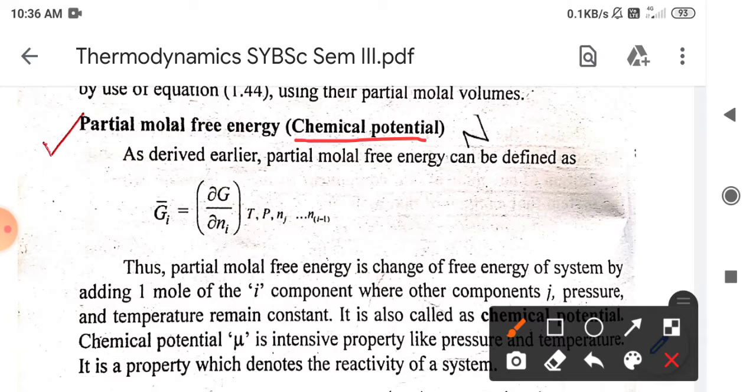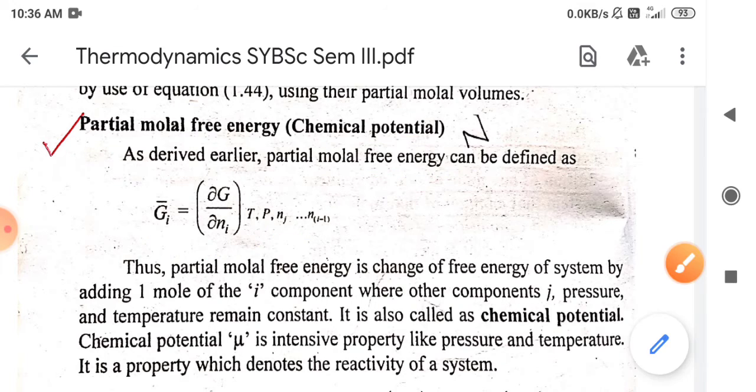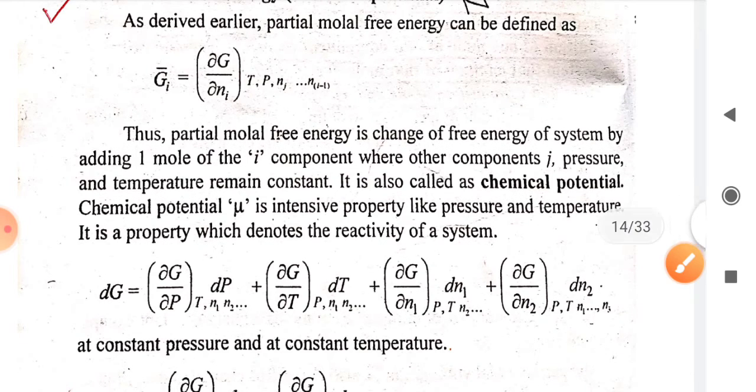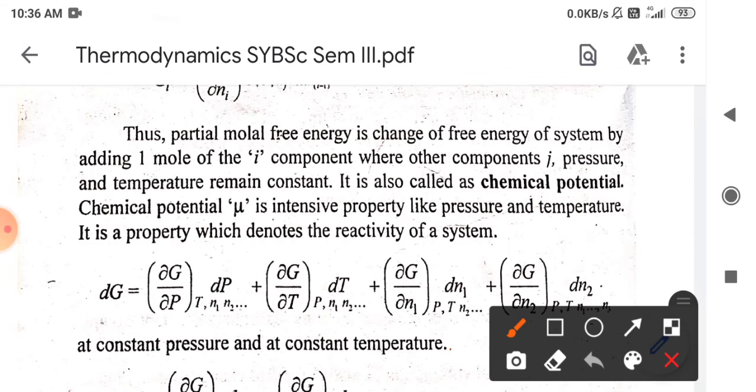So we know that the formula for the Gibbs partial molar property is the change in that property with respect to change in the number of moles. Okay, so as derived earlier, the partial molar free energy can be defined as Gi bar equals dG upon dni, keeping the other terms constant, that is temperature, pressure, as well as the number of moles of the other components. Thus the partial molar free energy is the change in the free energy of a system by the addition of one mole of the ith component, where the other components, pressure and temperature are kept constant.